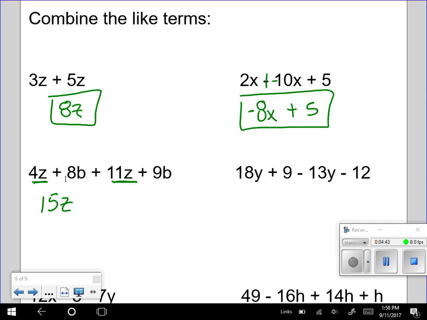I have 8b. Does any other have b involved? So 9b as well, and I'm adding. So I'm going to add these. 8b plus 9b would be 17b. Now make a decision. Can I combine these? Are they like terms? Well, they don't have the same variable, so I can't, so that's as far as we can go.